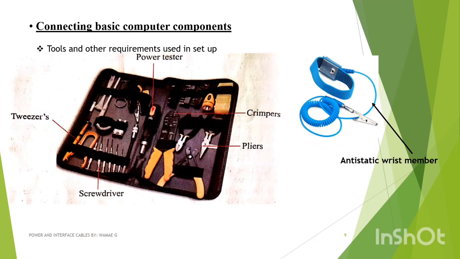We require a power tester. A power tester is for testing whether different areas have power. We have tweezers for picking small things, a screwdriver, crimpers, and pliers. We also have an anti-static wrist strap. It's worn on the wrist, and then the clip is clipped at the metallic part of the system unit to discharge any electrons that may have built up on your hands.